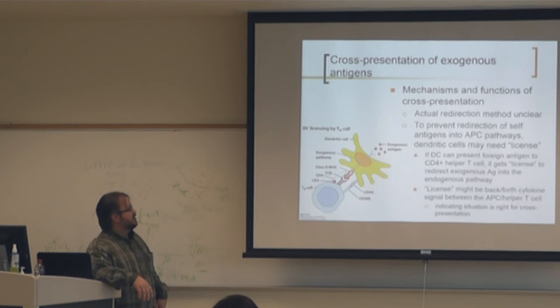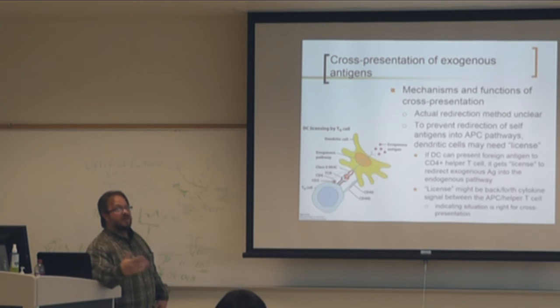What do we need to know? You just need to know what cross-presentation is. Cross-presentation is the presentation of an exogenous antigen via MHC class 1, instead of the endogenous pathway. So is this to build tolerance?